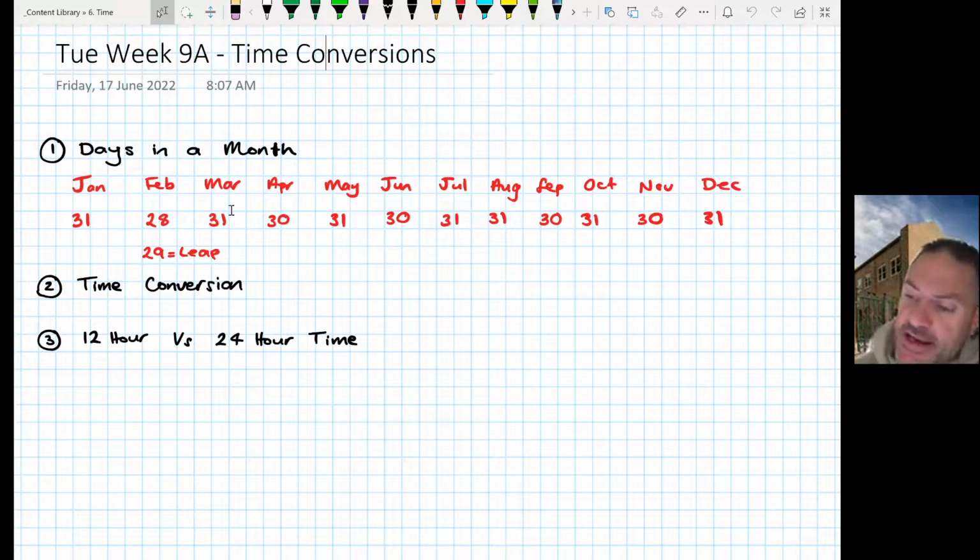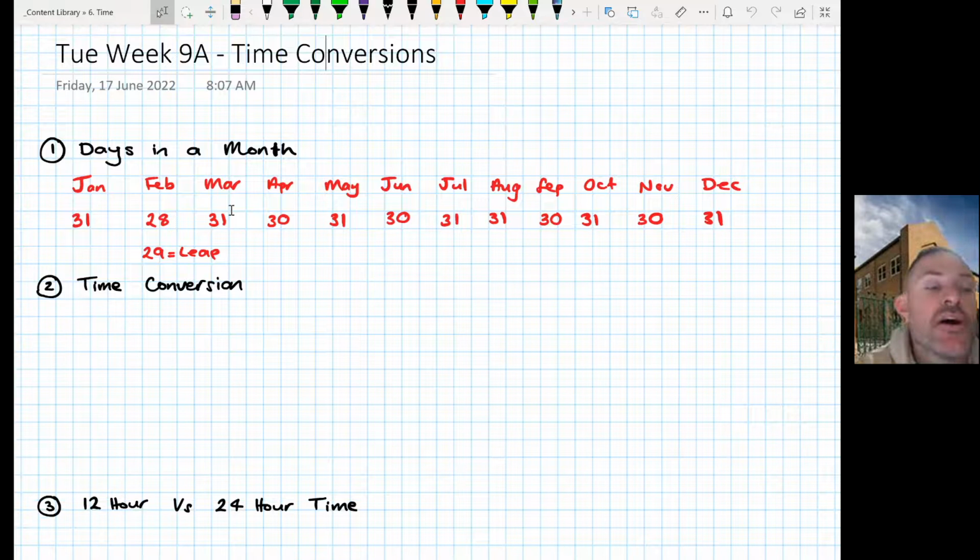Time conversions. So that's the first thing. The second thing is time conversions, and there's quite a bit to go through. When we talk about converting time, we're talking about knowing how many seconds there are in 1 minute, how many minutes in an hour, how many hours in a day, how many days in a week, how many weeks in a year. There's a lot there, but certainly you should know most of these.